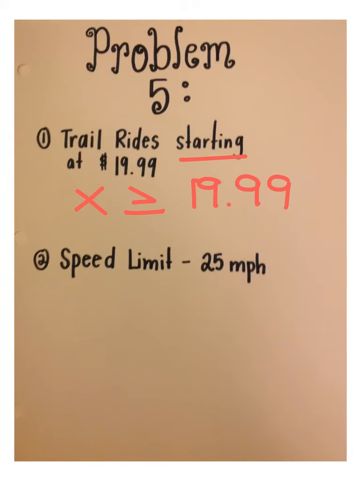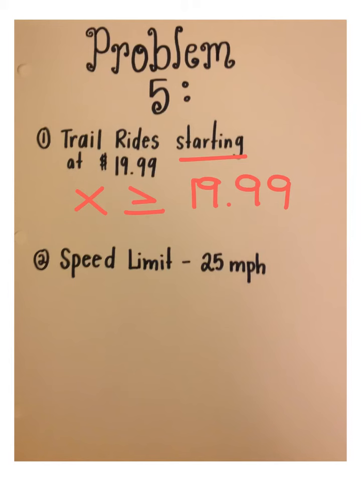You can get a trail for $19.99, or it might be greater than, it might be more. Maybe it depends on how far you go, how many people you have, something like that, okay? So the inequality you see here, x is greater than or equal to $19.99, would be an inequality to represent the first mini word problem.